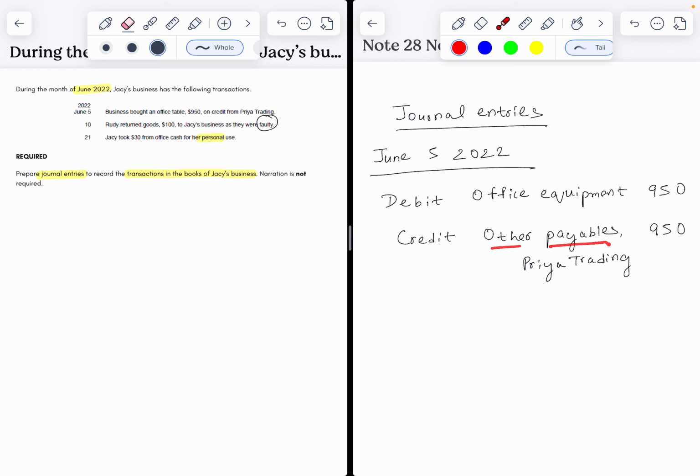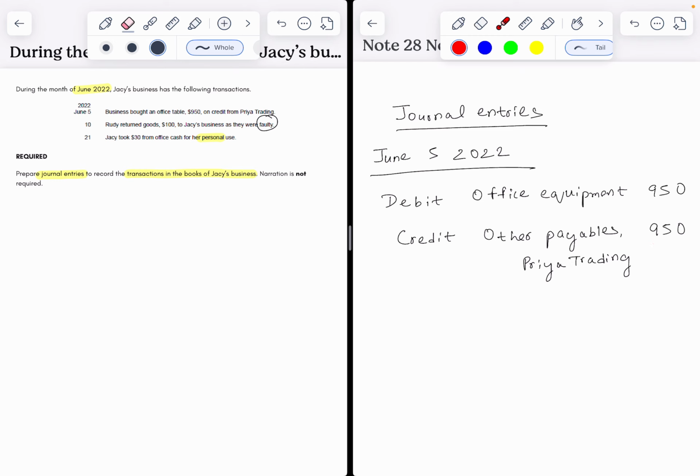So the product that you buy on credit from your suppliers and then sell that same product at a markup to your customers, that is what you can call a trade payable. But in this case, we're buying a non-current asset on credit. So the correct terminology would be to write other payables, specifically the account for Priya Trading. A liability is taking place, all right? And the amount in this case is $950. Okay, so when assets increase, we debit them. When liabilities increase, we credit them.